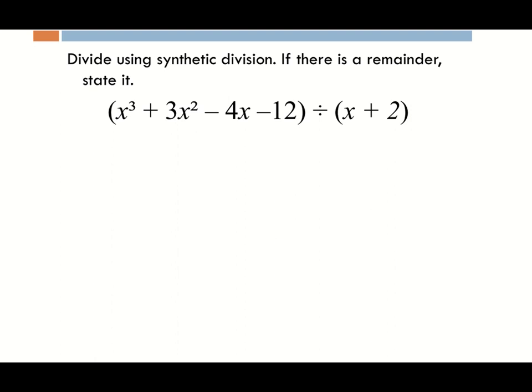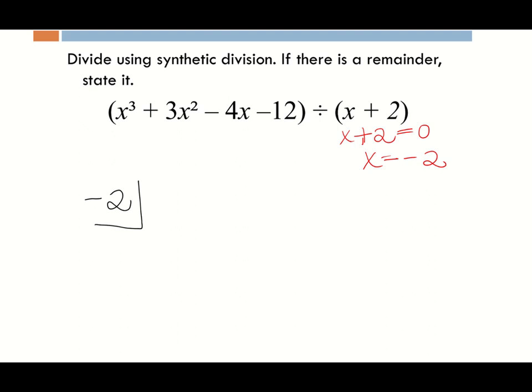So to do that, we take x plus 2, set it equal to 0, so x is going to be negative 2. We want to take that negative 2 and it's going to go all the way to the left on the outside, just like it would for long division. But instead of using x plus 2, we're going to use negative 2. I'm going to set it up like this because this is what I'm going to use every single time.